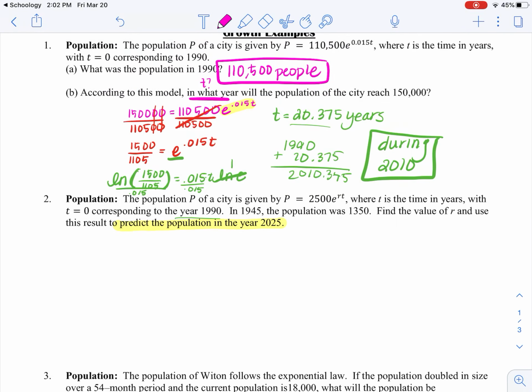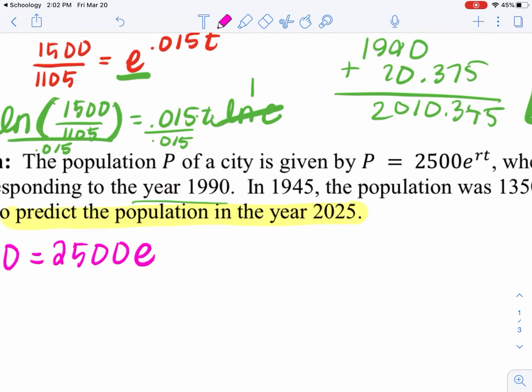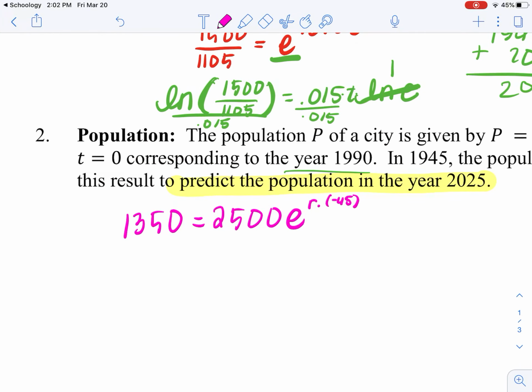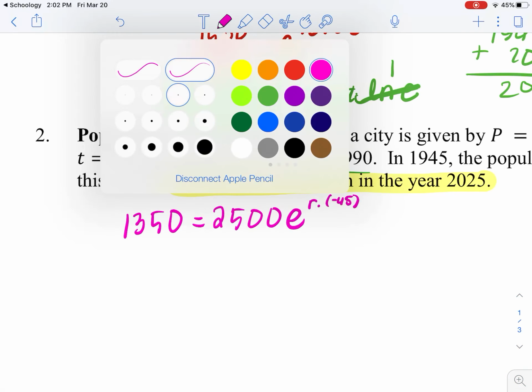So what I'm going to do is everything else leading up to that. So I'm going to write my equation here. I know that the population was 1,350 in the year 1945, where my original formula is 2,500 times e to the rate times time. So notice they did not give me the rate, and that's why they're asking me to find it. So I'll put R right here, times the time. 1945 is 45 years before 1990, so negative 45.